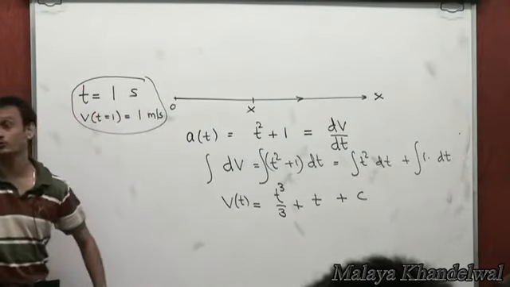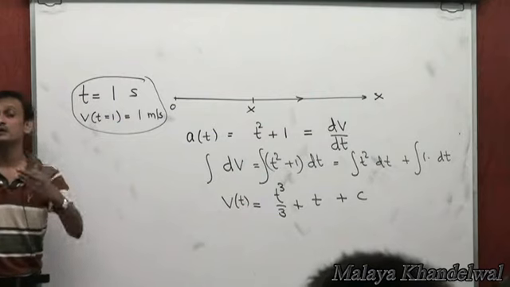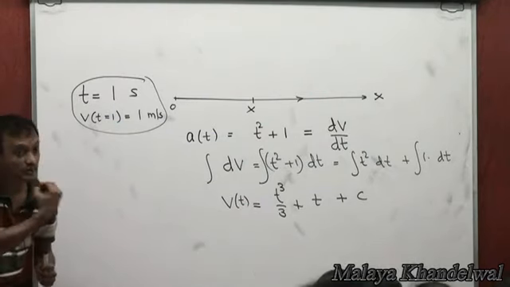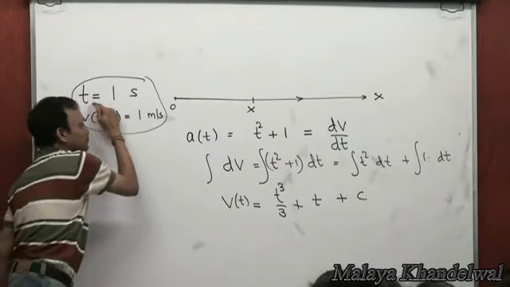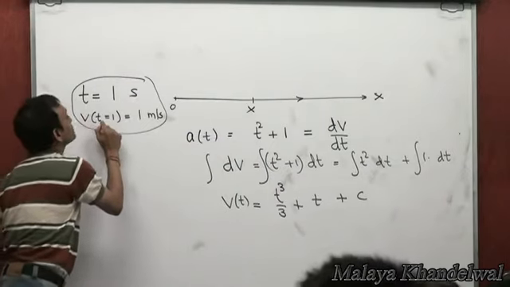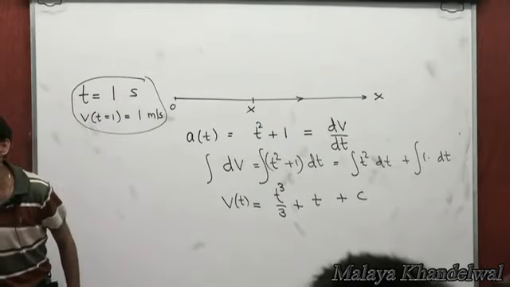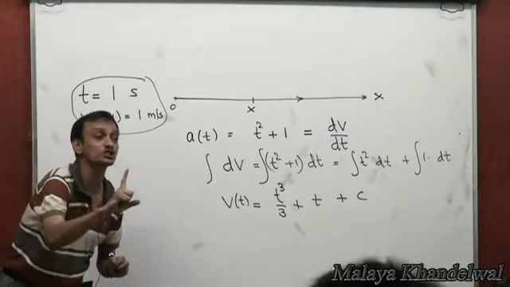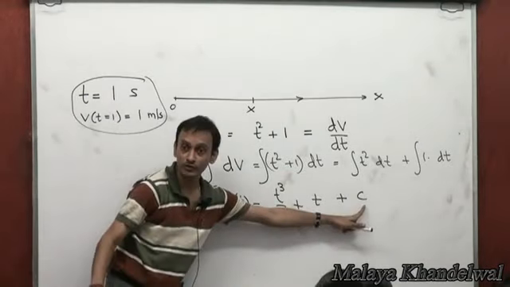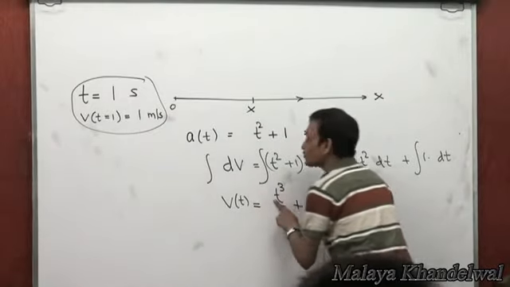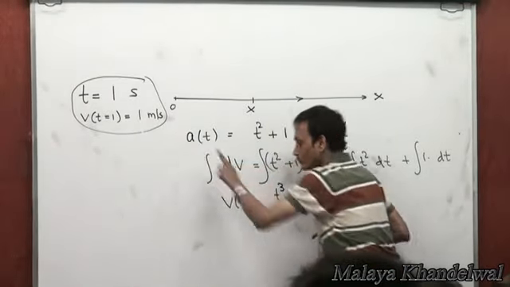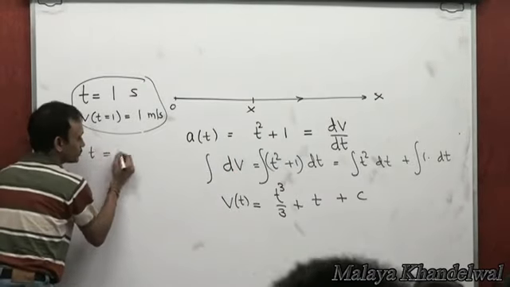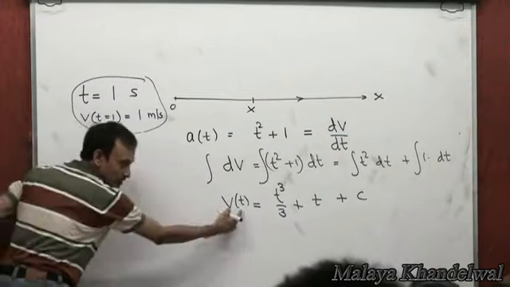He doesn't have complete information about the velocity at every instant of time, but he has knowledge of the velocity at some instant of time. He says, for example, at t equal to 1 second, he found through his spies that the velocity was 1 meter per second. Now, this gives us an opportunity to compute the value of c, because when t is 1, v is 1. So put t equal to 1 and v equal to 1 in this equation.